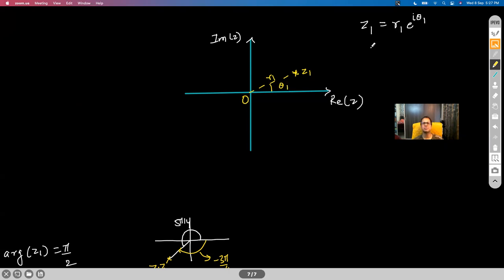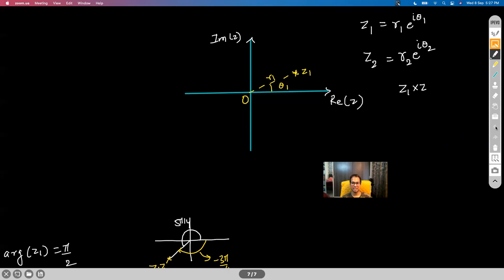Now, when you multiply this complex number with another complex number whose modulus is R2 and argument is theta 2, let's say you multiply Z1 into Z2, then what is the location of this point? See what is going to happen. This complex number Z1, you rotate it anti-clockwise by theta 2 angle. So you just rotate this further by theta 2 angle. And you scale the modulus by a factor of R2. That means you multiply R2 to this, so it becomes R1 R2. So here is your location of Z1 Z2.